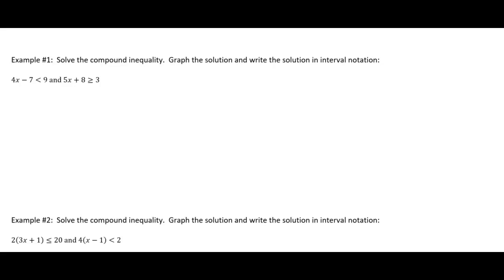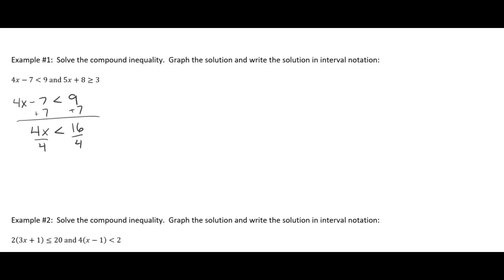So we're going to take our first statement, 4x minus 7, I'm just going to recopy it, is less than 9. So we want to solve for x, we want to get x by itself, so we're going to add 7 to both sides. And you might write it that way, you might write it a different way, that's up to you. 9 and 7, what, 16? Okay, and then we divide both sides by 4.